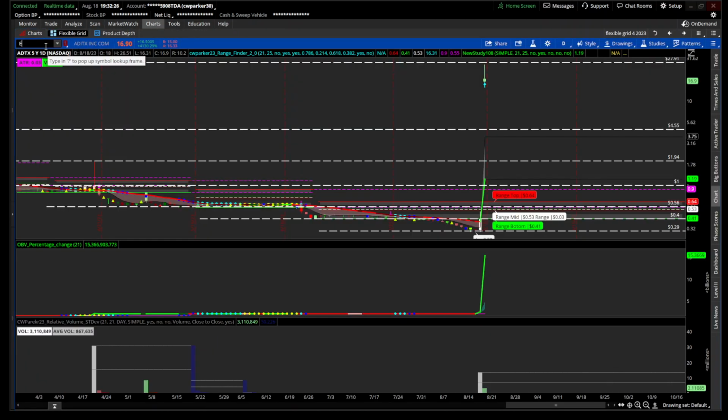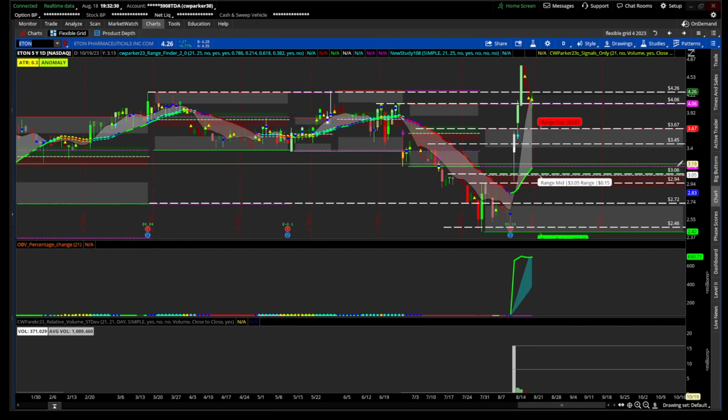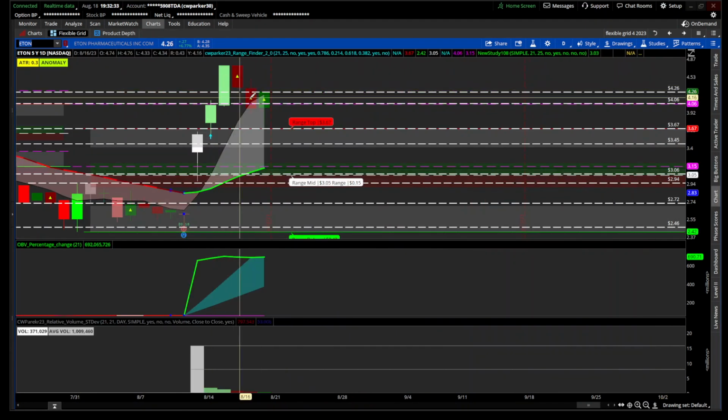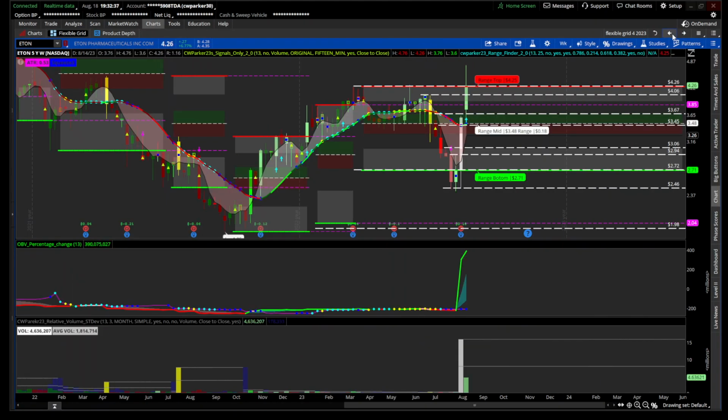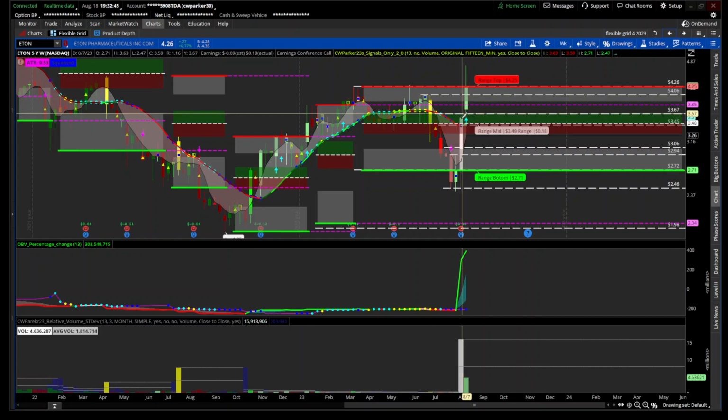ETON. I already looked at this one. And it pulled back, but it's still a breakout for the week. And this week it did 4 million volume. That's not good. Prior week, 15 million. These are not good candidates.